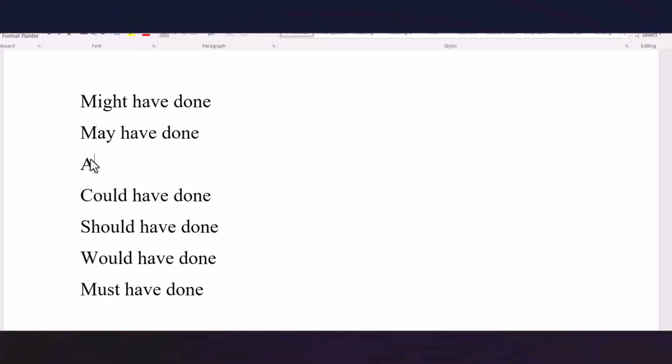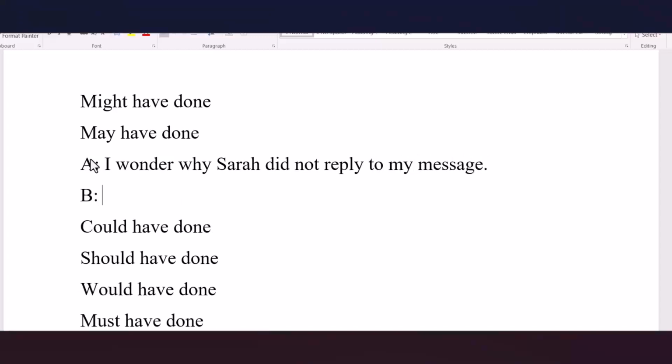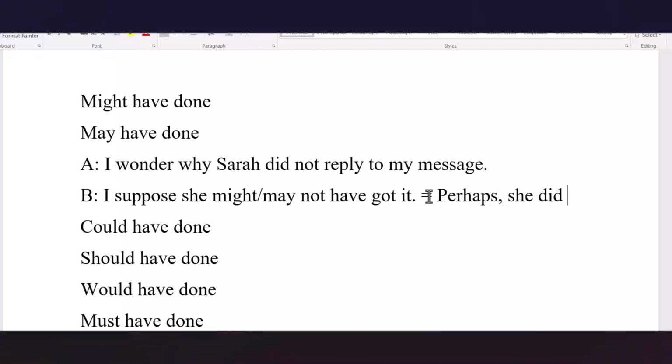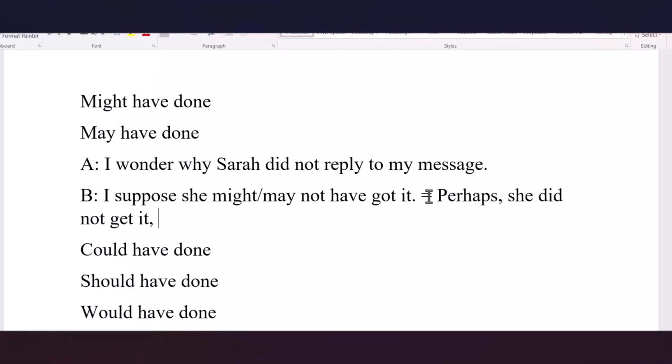Regarding their negativity, we have this piece of conversation. Person A says, I wonder why Sarah didn't reply to my message. And person B answers A, I suppose she might not have got it. Here, it can be she may not have got it. And person B, by expressing this, means perhaps she didn't get it, or perhaps she did.